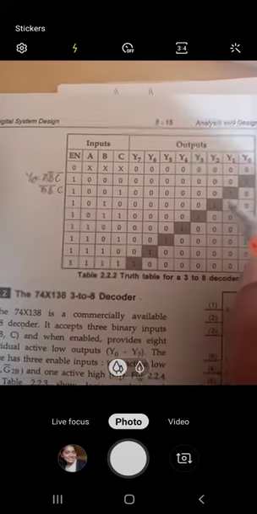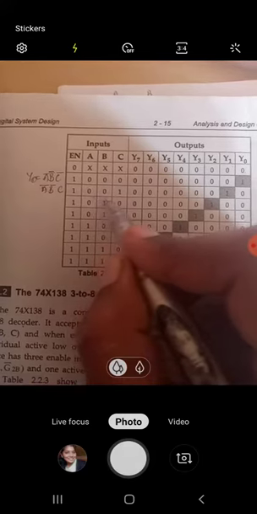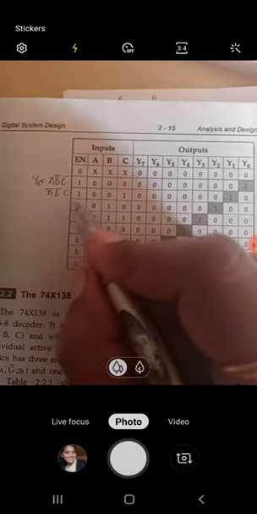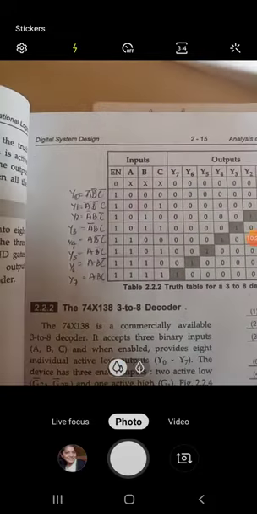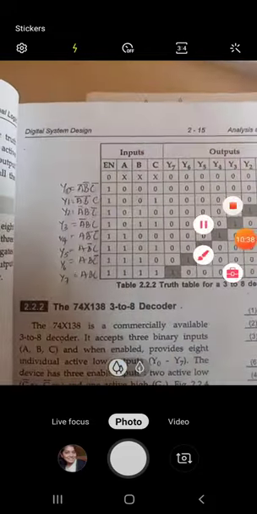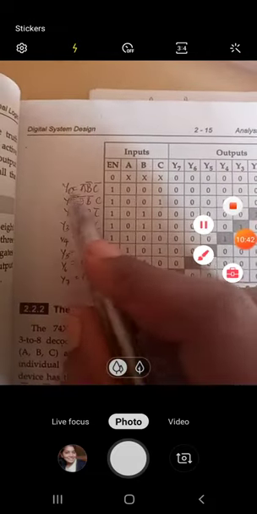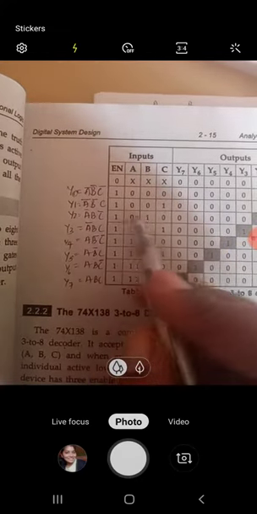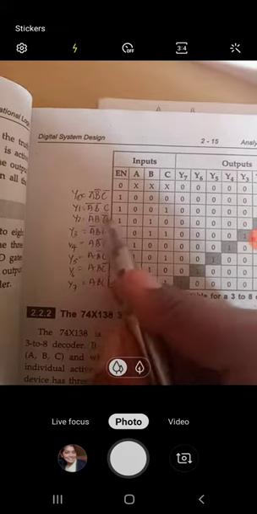Similarly, what is y1? Y1 is high when 0, 0, 1, which is A bar, B bar, C. Similarly, I have written the other logics over here. That is y0 when A, B, C are 0, 0, 0. Similarly, y1 at 0, 0, 1 is A bar, B bar, C.